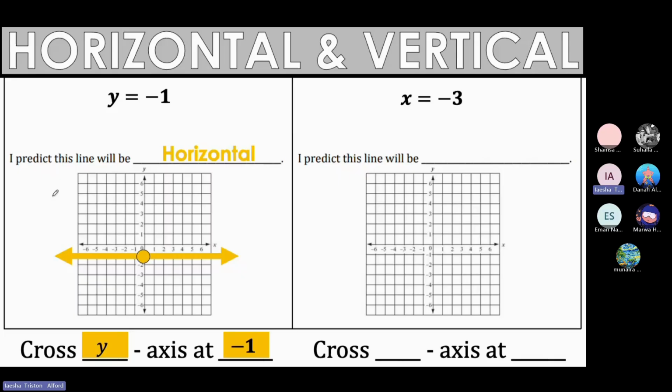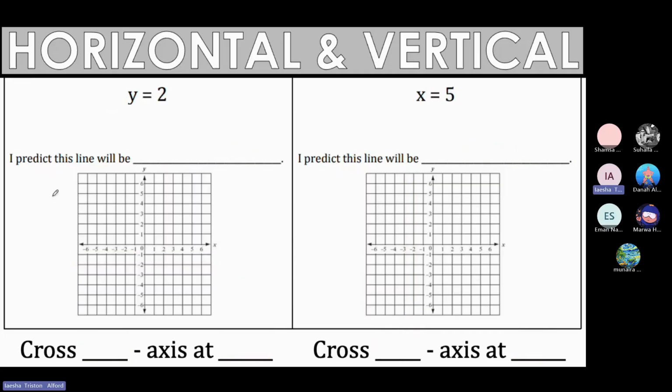The next one, we have x equal -3. This line should be what? Vertical. Cross what? X-axis. At what? -3. So you're going to go to the x-axis, put a point at -3, and draw a vertical line. You will do this in your exam paper with a highlighter, yeah? So put it there, and then you will know where you need to jump from.